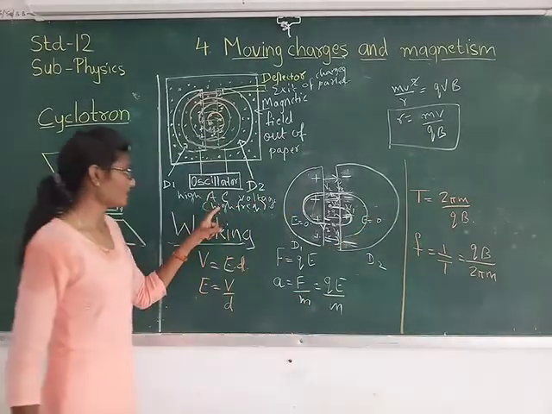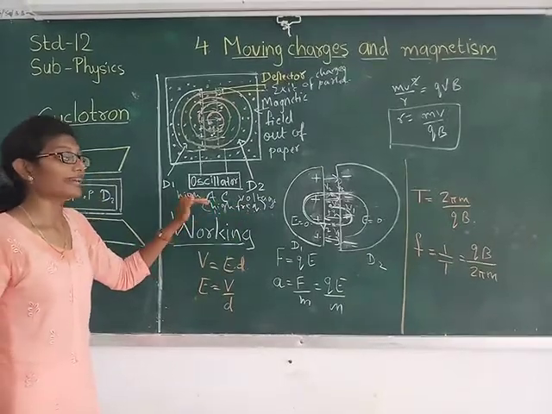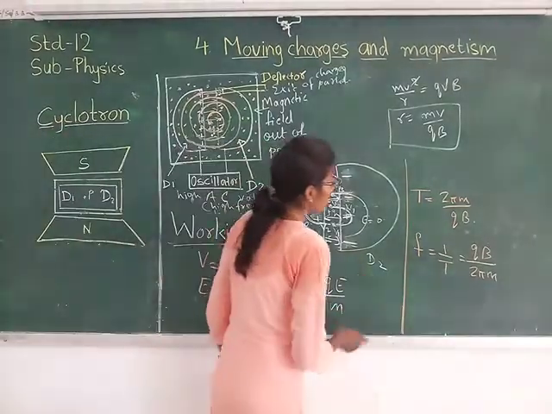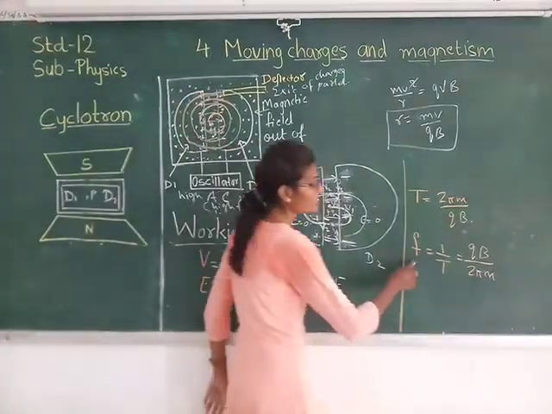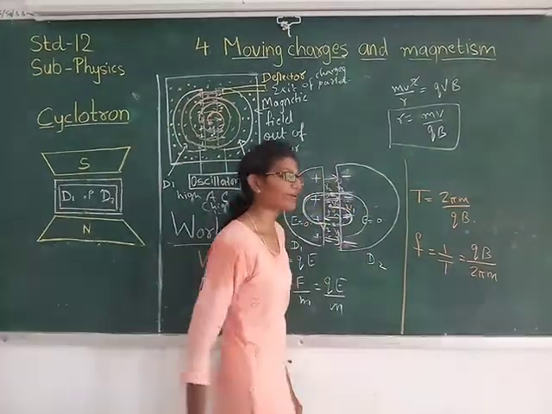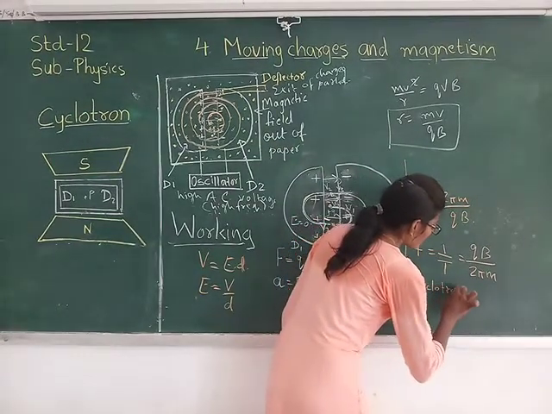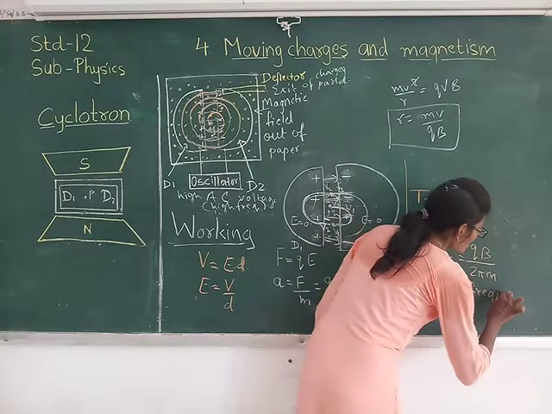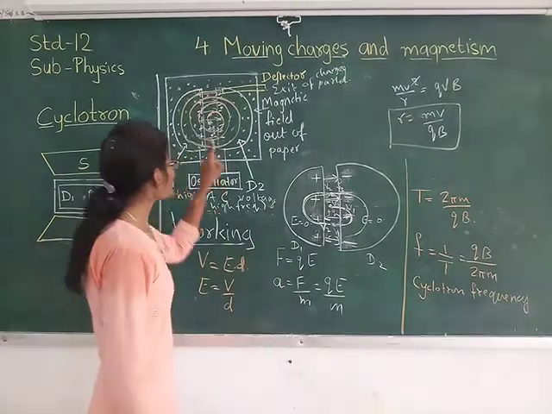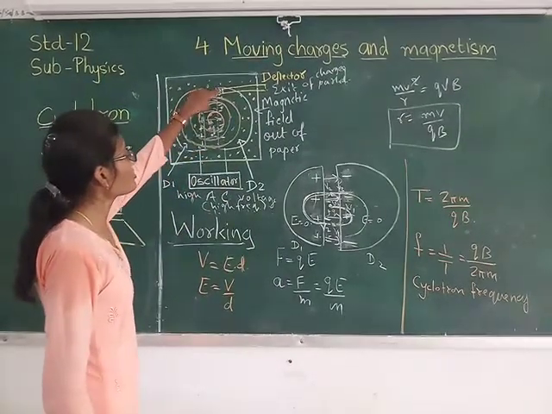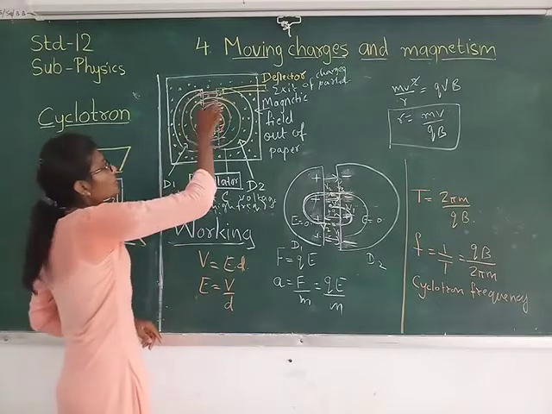Here I have written that the oscillator should have a high AC voltage and high frequency. That frequency should match the frequency of this oscillation, and that is equal to qB upon 2 pi m. This is also called the cyclotron frequency. Now see, when the charged particle comes over here, at that time it is nearly equal to the D.